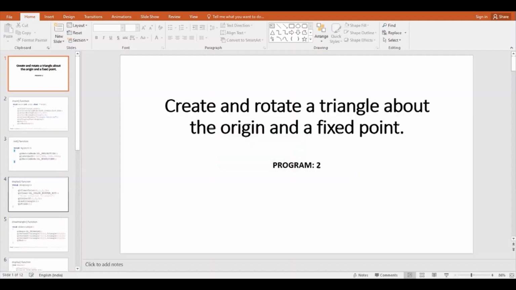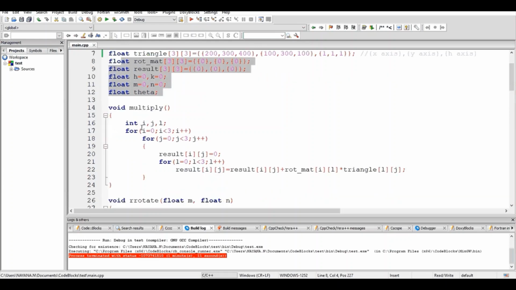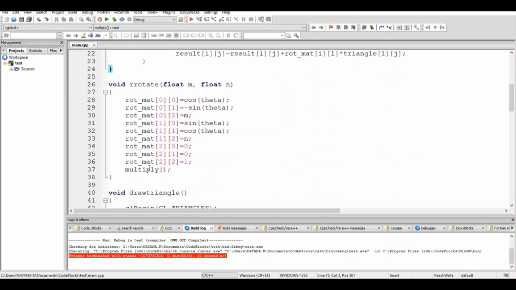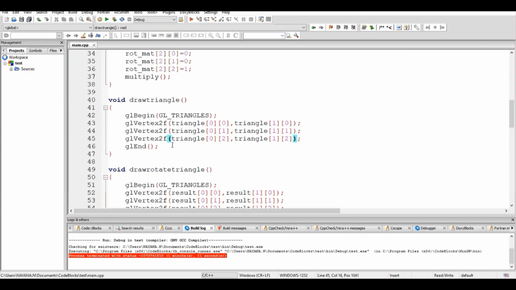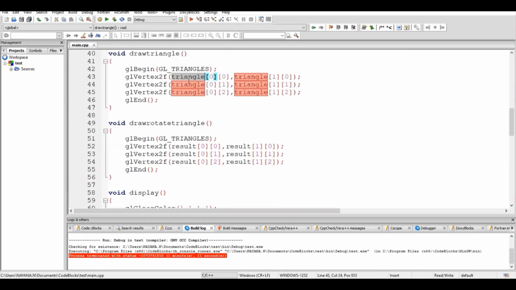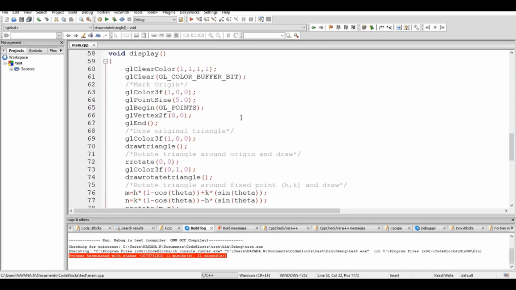So we'll quickly look at the program. So this is what I have done. I have taken the coordinates as this, as I have already explained. So these are my initializations. I have written the multiply function and then the rotate function. Then draw triangle, which draws the triangle matrix. Then draw rotate triangle, which draws the result matrix. And then, as I had explained, this is the display function.